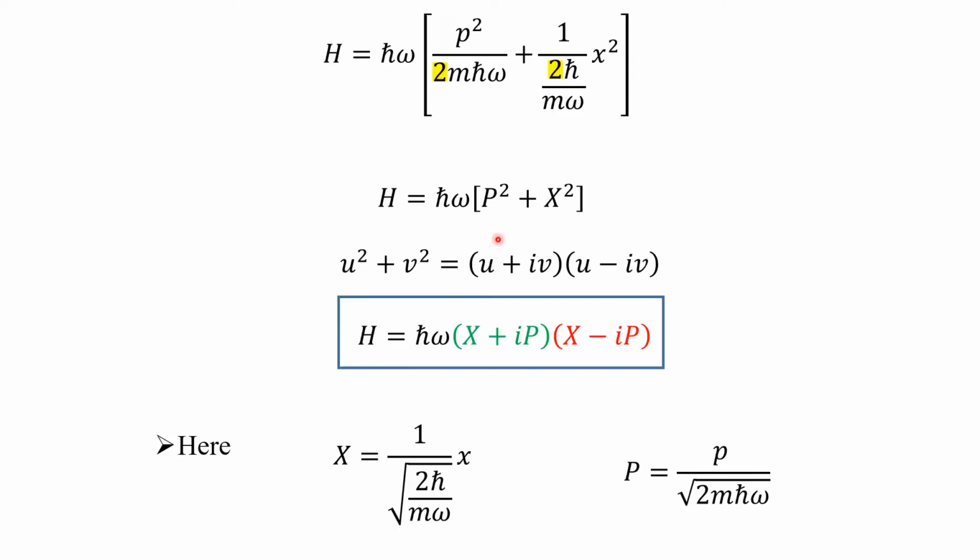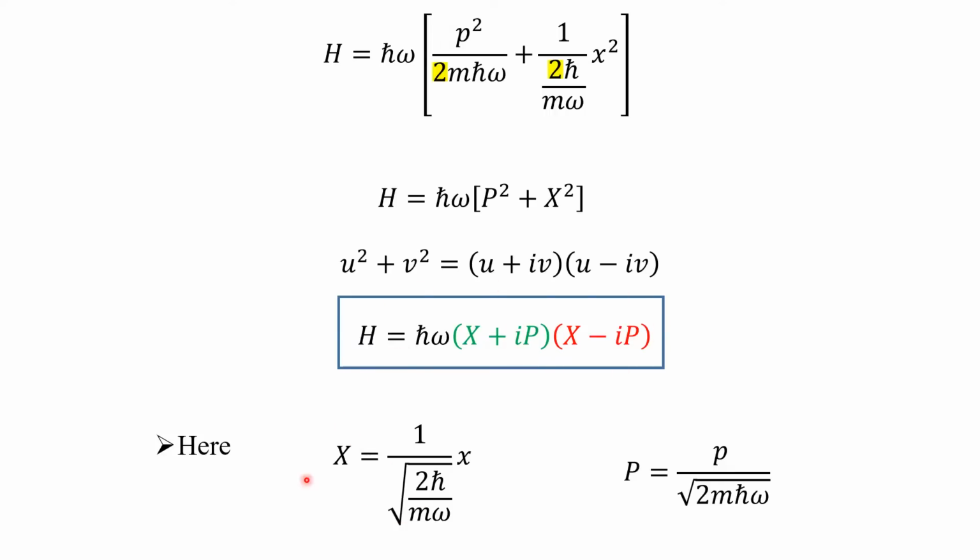So there is nothing wrong in using x as an imaginary value also. It will not affect or alter your result. It is a convention to keep the imaginary part for the momentum operator. So you can rewrite this as h cross omega times (X plus iP) into (X minus iP).